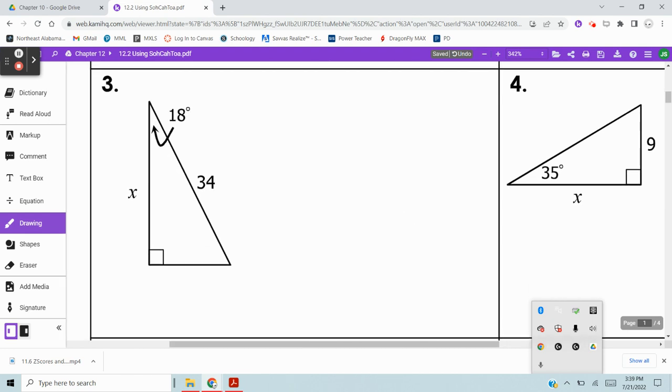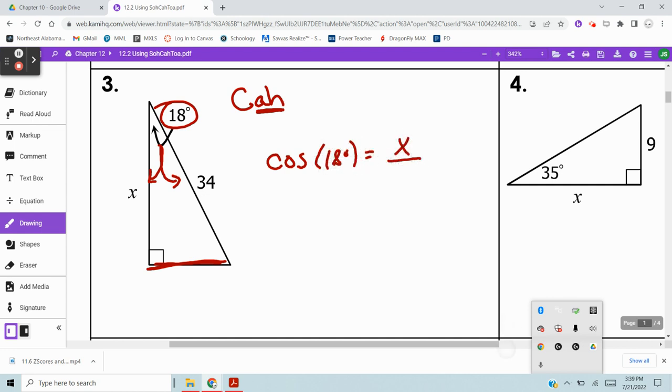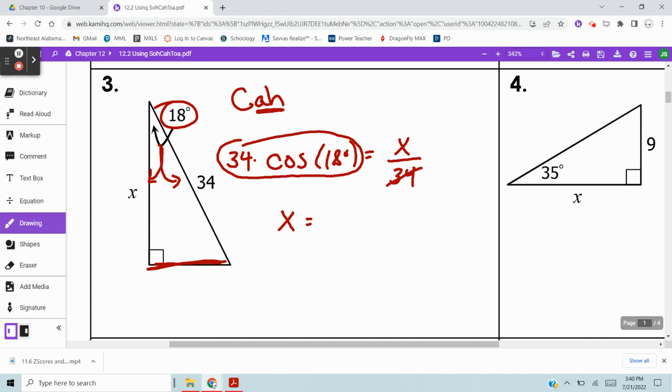Number 3, here's my angle. This would be the opposite side. So this is the adjacent and hypotenuse that we're dealing with. That would be cosine that deals with adjacent and hypotenuse. So the cosine of my angle is equal to adjacent over hypotenuse. Same thing, to get rid of divided by 34, we're going to multiply by 34. Type into our calculator 34 times cosine of 18. And we get a value really close to 32.3.